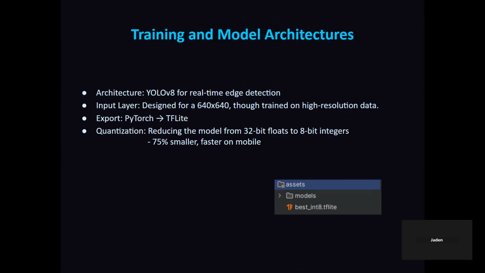I designed it to train on 640 by 640, but it was designed on high resolution data. It was built using PyTorch and exported to a TF-Lite file that was able to be utilized in our Android application. I quantized it, reducing the model from 32-bit floating points to 8-bit integers, speeding up the process by quite a bit.